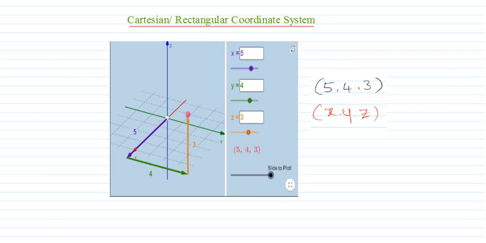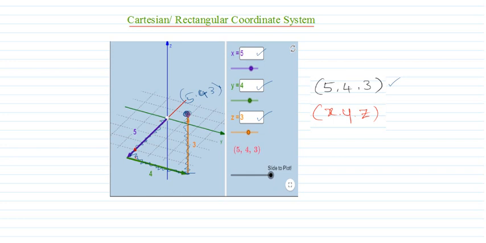Here the point taken for plotting is 5, 4, 3. So let us enter that value. The x value is 5, y value is 4, and z value is 3. Then how exactly is it going to plot? It will move along the x-axis 5 units like this, and from here it will move along the y-axis 4 units like this, and then from here it will move in the z-axis 3 units. So this is the final point, which is equal to 5, 4, 3. This is a point on the Cartesian or rectangular coordinate system. The value is 5, 4, 3.